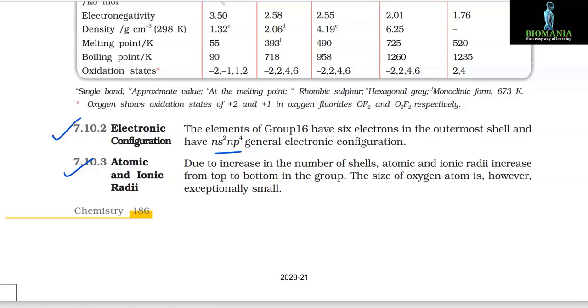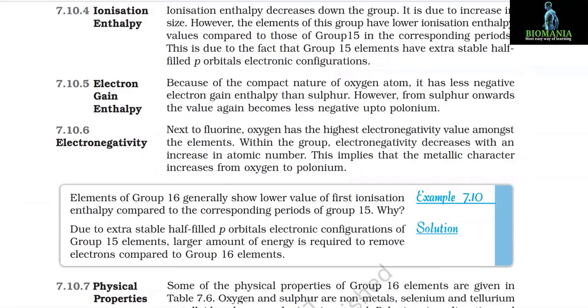Due to increase in the number of shells, atomic and ionic radii increase from top to bottom in the group. The size of oxygen atom is, however, exceptionally small. 7.10.4 Ionization enthalpy. Ionization enthalpy decreases down the group. It is due to increase in size. However, the elements of this group have lower ionization enthalpy values compared to those of group 15 in the corresponding periods. This is due to the fact that group 15 elements have extra stable half-filled p orbital electronic configurations.